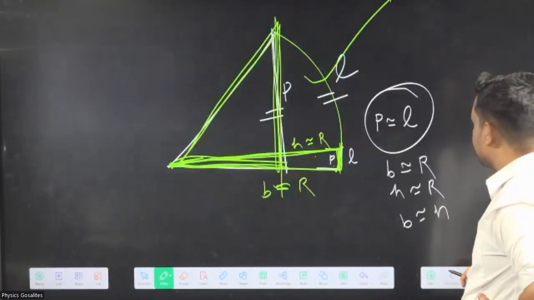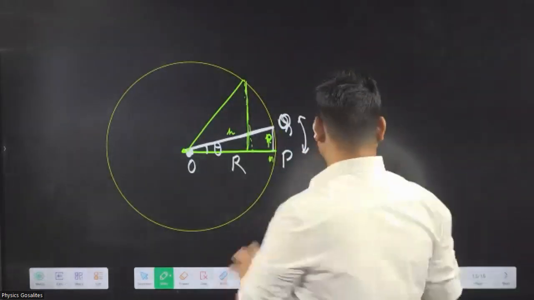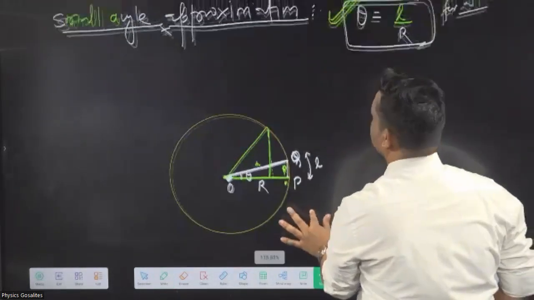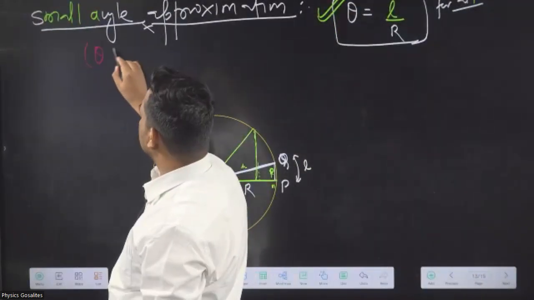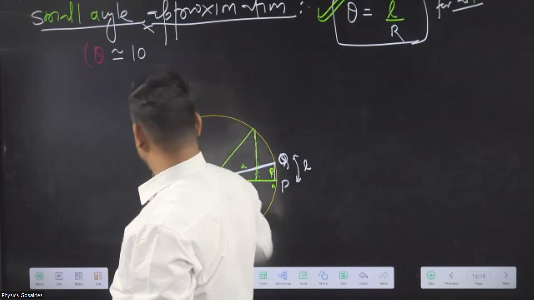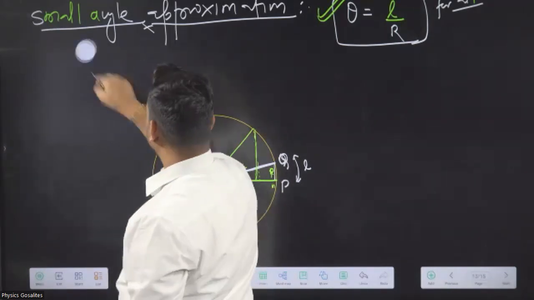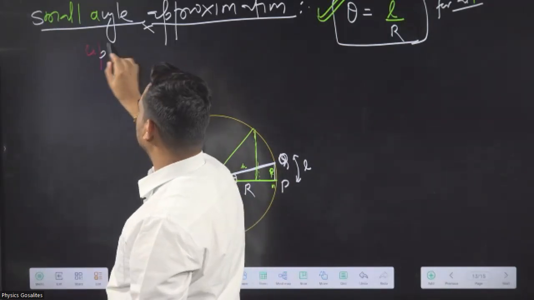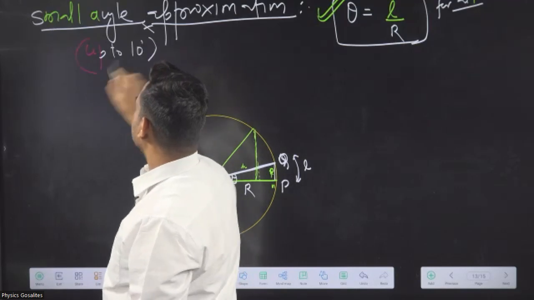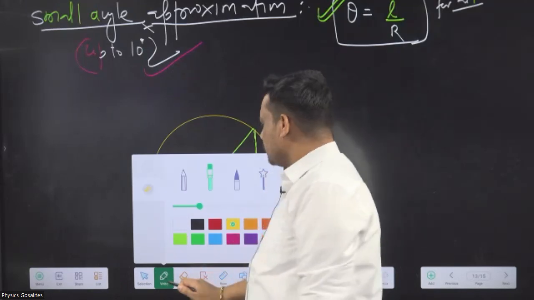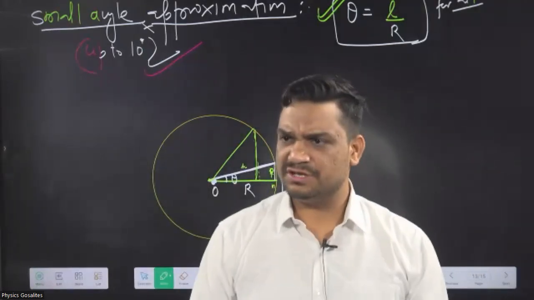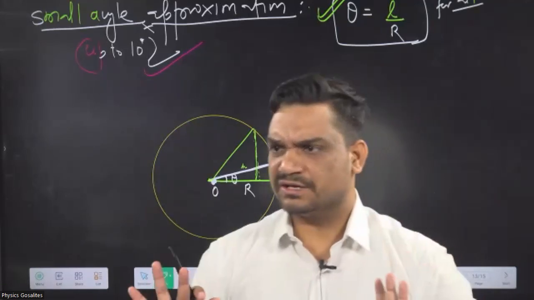So for a small angle, we take the approximation up to 10 degrees. Theta almost equal to how much? 10 degrees means theta up to 10 degrees we can take. But suppose in some condition 11 degrees comes, can you choose it? For 11 degrees, can we take the approximation? No problem, you can take it.